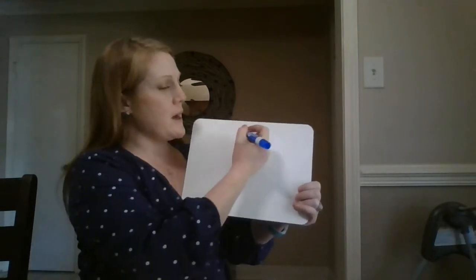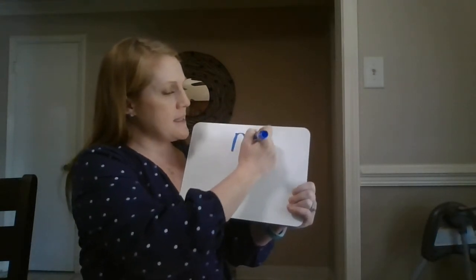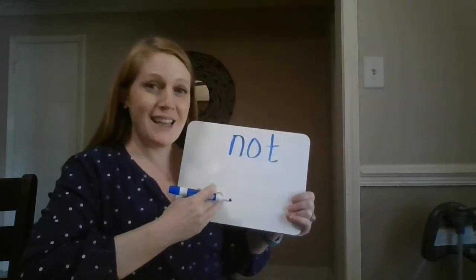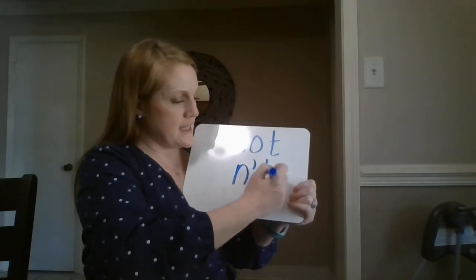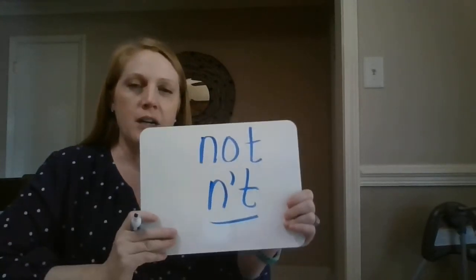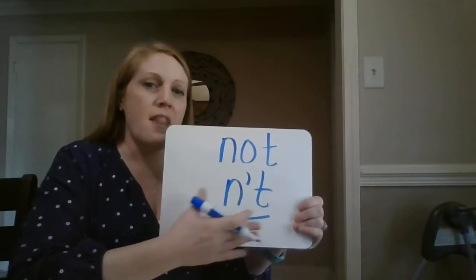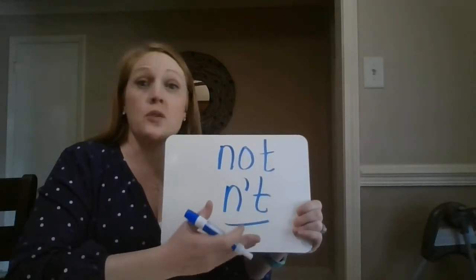Today we're going to be talking about contractions with the word not. A contraction is a shorter way to write two words. You put the two words together and you take out a letter or a couple of letters, and in their place you put an apostrophe. Whenever we write a contraction using the word not, instead of writing N-O-T, we're going to change that out and write N apostrophe T. So whenever you see N apostrophe T at the end of the word, that means that this is a contraction using the word not.